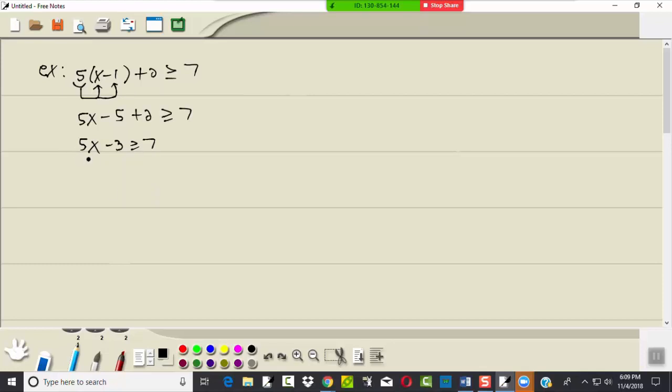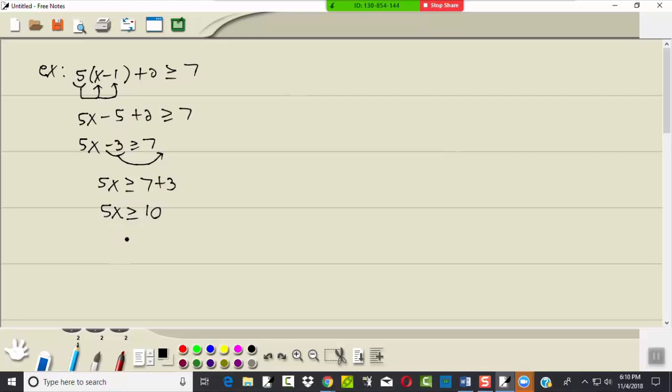Okay, step 2, get rid of fractions. Don't have any. Step 3, get everything with an x on the left side, numbers on the right side. Just like before, when we took a number across an equals, the sign changed. When you take a number across the inequality symbol, the sign changes. So the negative 3 becomes a positive 3. Combine numbers in any step, 7 plus 3 is 10.